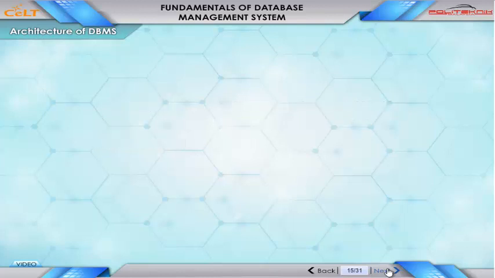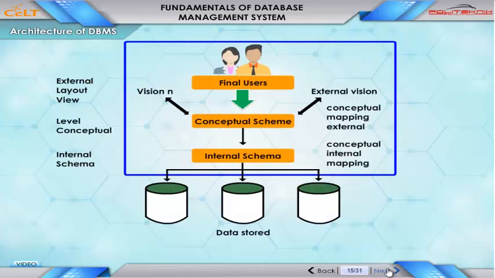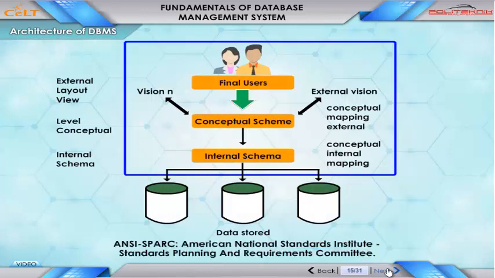We are going to take a look at the ANSI Spark architecture. ANSI Spark is an acronym for American National Standards Institute Standards Planning and Requirements Committee, which is an abstract design standard for a database management system first proposed in 1975. It sets standards for American goods to be used anywhere in the world without compatibility problems. In the case of DBMS software, ANSI has standardized SQL, so that most DBMS products use SQL as the main query language. We will look at all the levels in the next page.